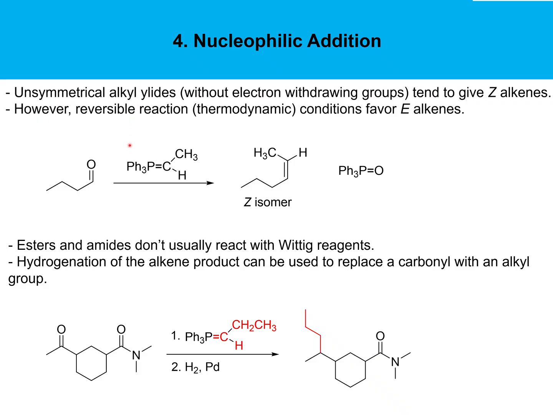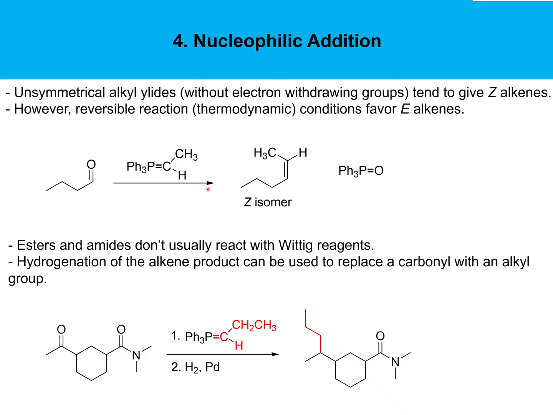If we use an unsymmetrical Wittig reagent and an unsymmetrical aldehyde or ketone, we can produce a product that has a mixture of E and Z isomers. In general, alkyl ylides, so as shown here, typically will give the Z isomer. However, there are conditions we can use to produce the E isomer. We won't go into those details. For our course, just assume that you can get whichever isomer you need.